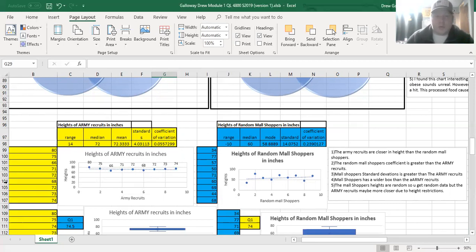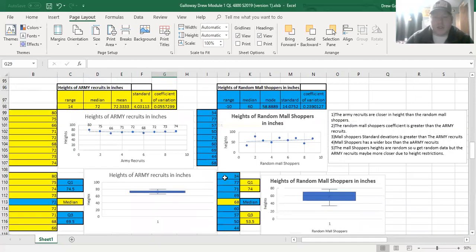But yeah, that's probably much why they're closer together, maybe due to height restrictions and stuff like that. And that's why this is a whole lot bigger, because this is at random. There's no height restrictions. It's just we picked these people, and one may have been really short, one may be really tall, whereas these are pretty much straightforward.